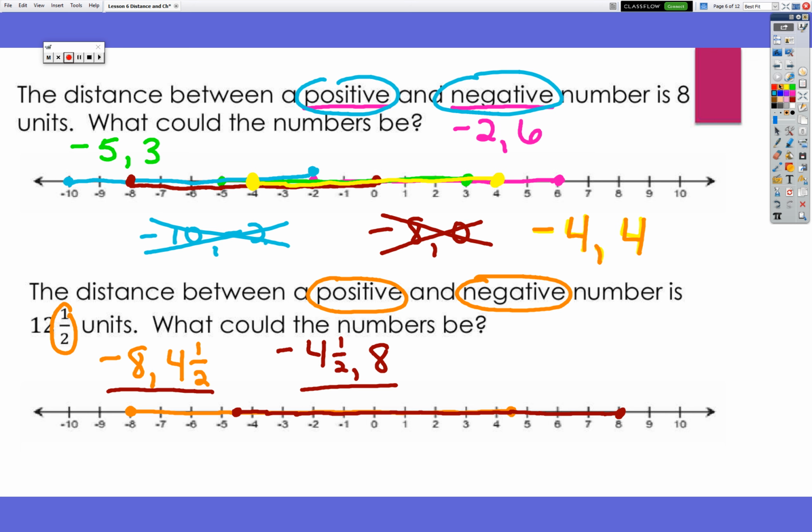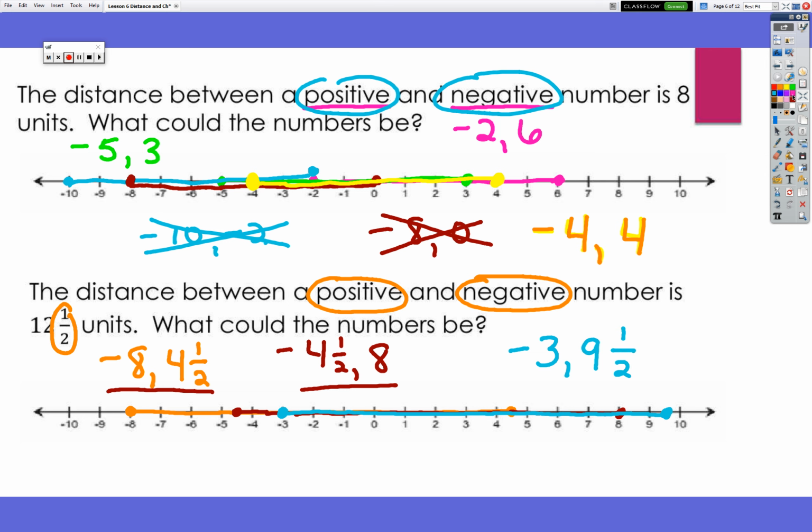Let's start at -3 this time. And let's go 1, 2, 3, 4, 5, 6, 7, 8, 9, 10, 11, 12, and a half. That's in between 9 and 10, so that's 9.5. So the distance between -3 and 9.5 is 12.5 units.